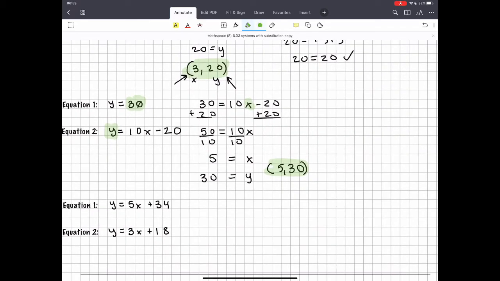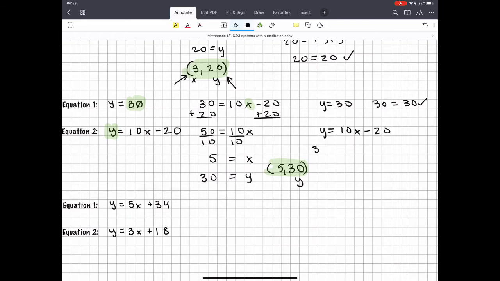And those numbers make both equations true. So for example, in the equation y equals 30, I replace my y value with 30, and I get 30 equals 30. True. In equation 2, y equals 10x minus 20, we already know that the y is 30. We know that the x is 5. And when I simplify this, I end up with 30 equals 50 minus 20, which is 30 equals 30. Again, that's true.